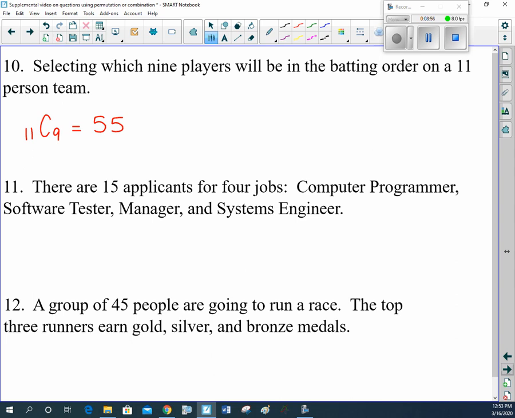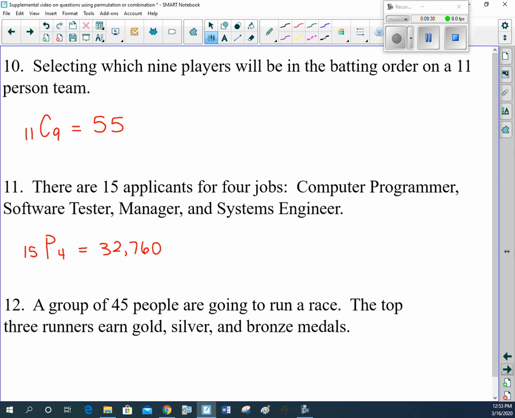Okay, there are 15 applicants for 4 jobs: computer programmer, software tester, manager, and systems engineer. This one's a permutation. There's 15 people, but a computer programmer might be way different than a software tester, so order matters here of who gets what job. When order matters, it's a permutation. So 15 permutation 4, and you end up with 32,760 outcomes.